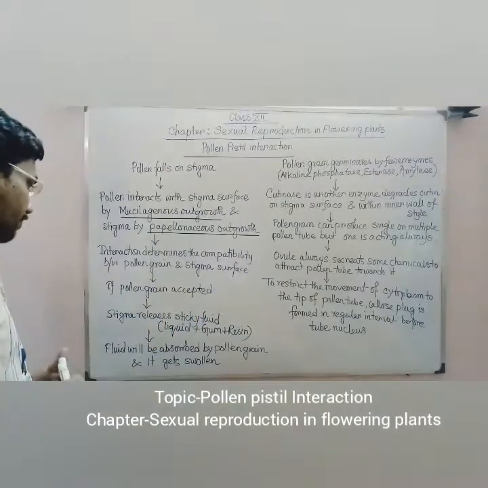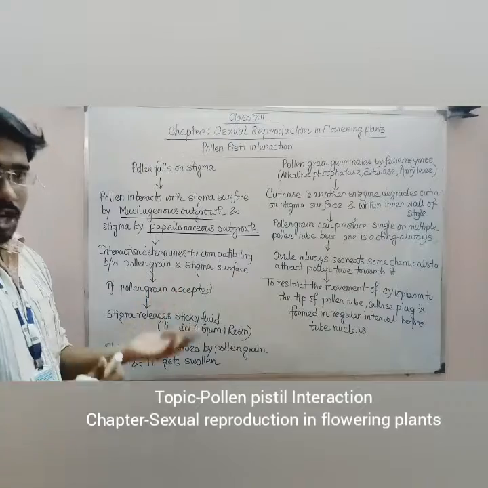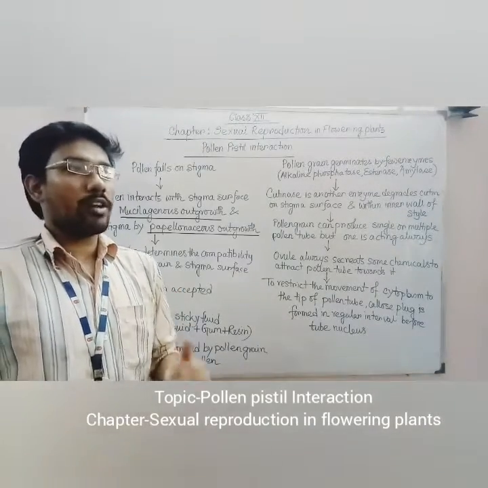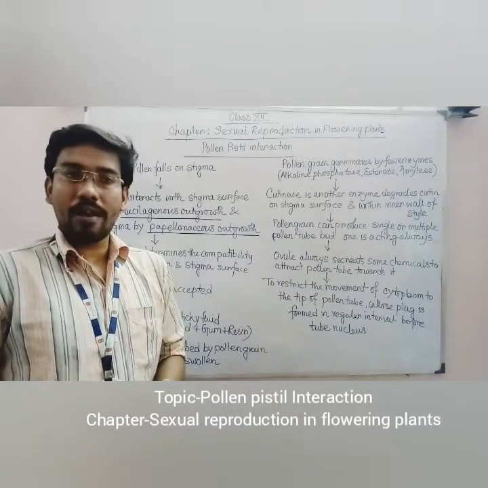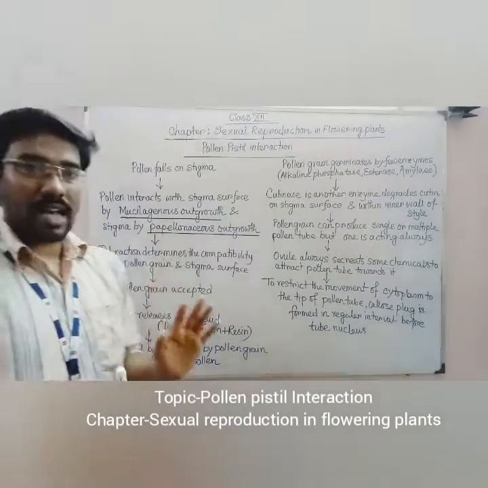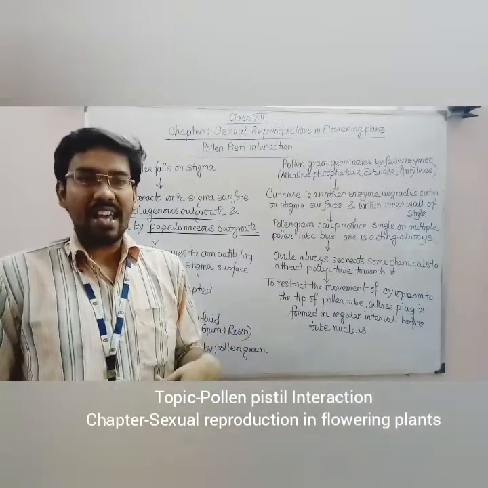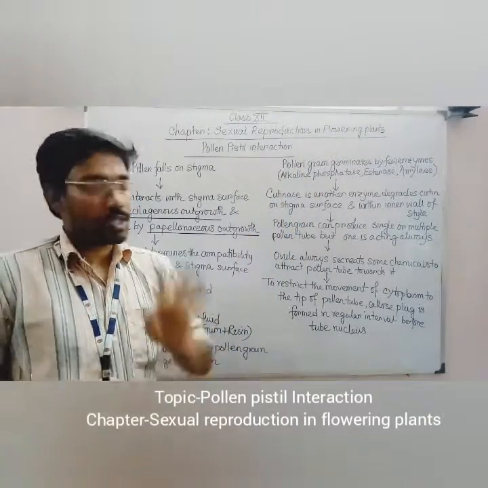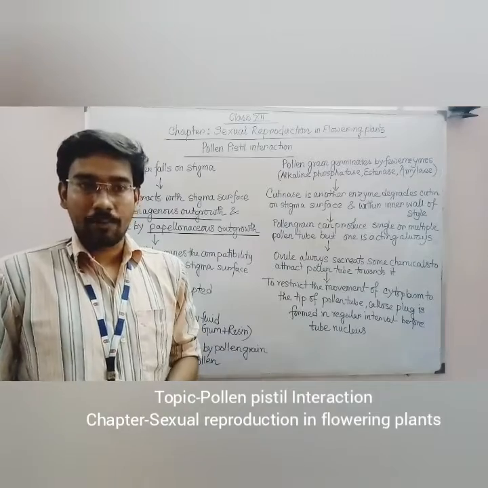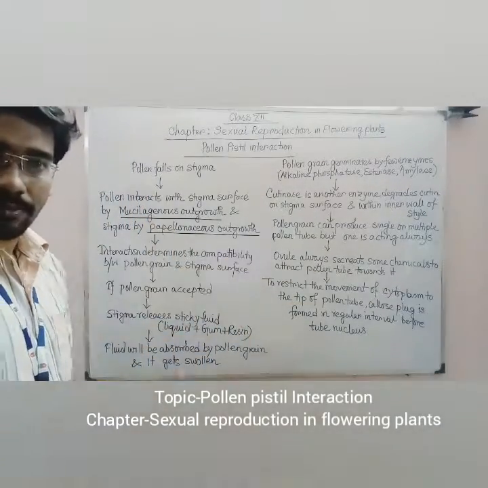Next, if pollen grain is accepted, there is a chance of rejection also, because if the pollen grain has come from any other plant, at that time the pollen grain will be rejected. Because when this interaction is happening, the stigma surface can understand that okay, this pollen grain is not belonging from my species, it is belonging from any other species. So automatically stigma will not accept. But if it is accepted, in that case the process is continuing.